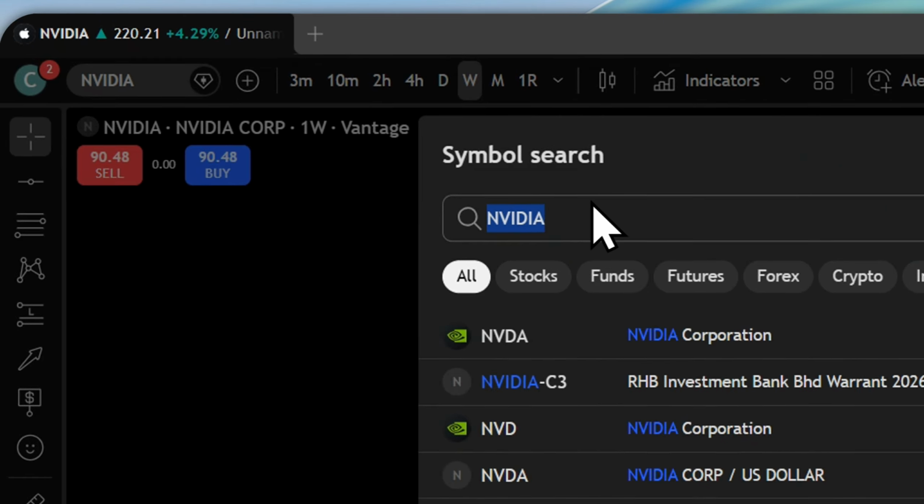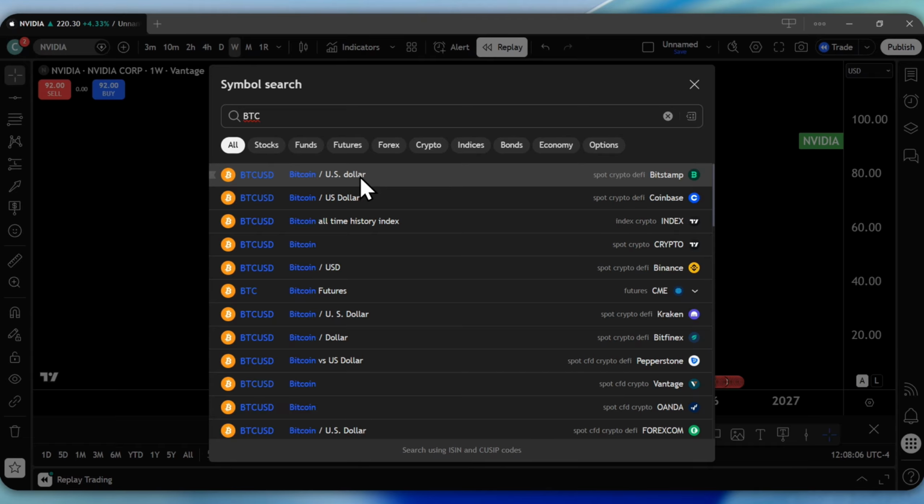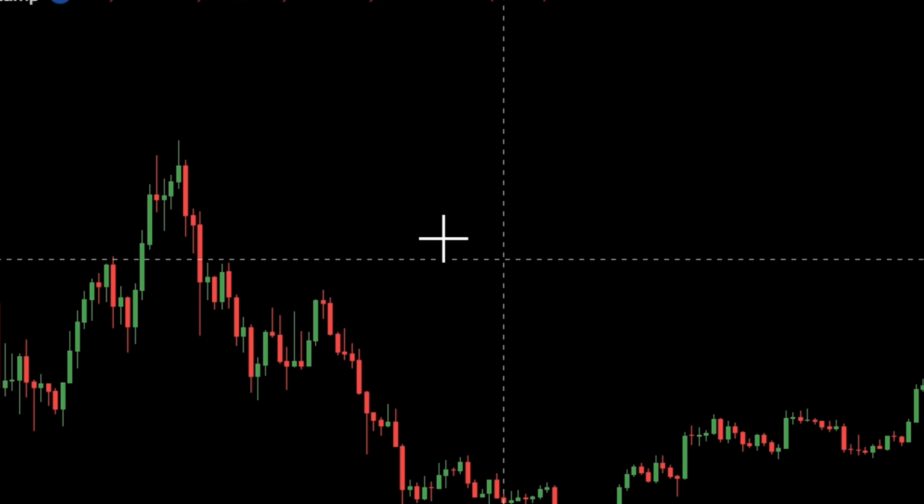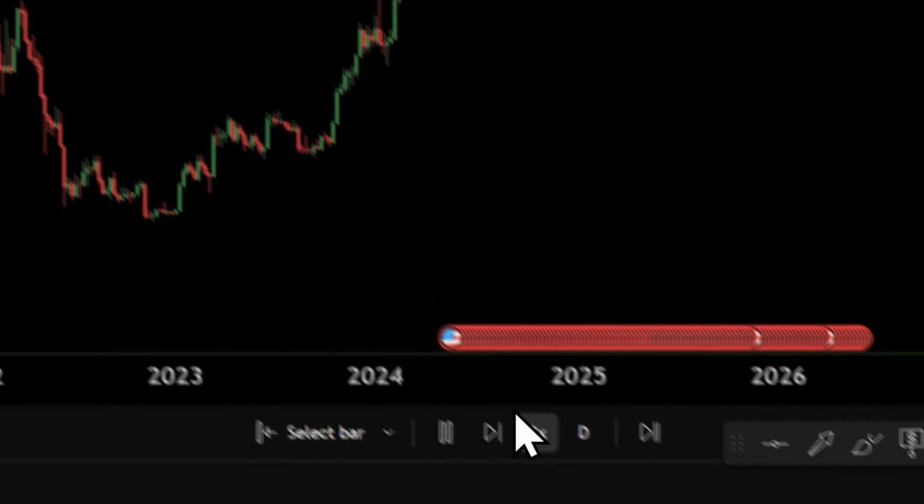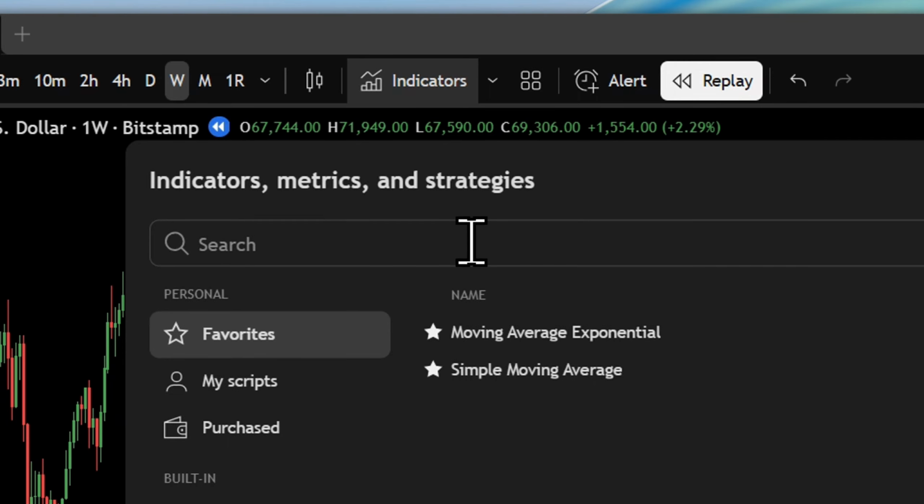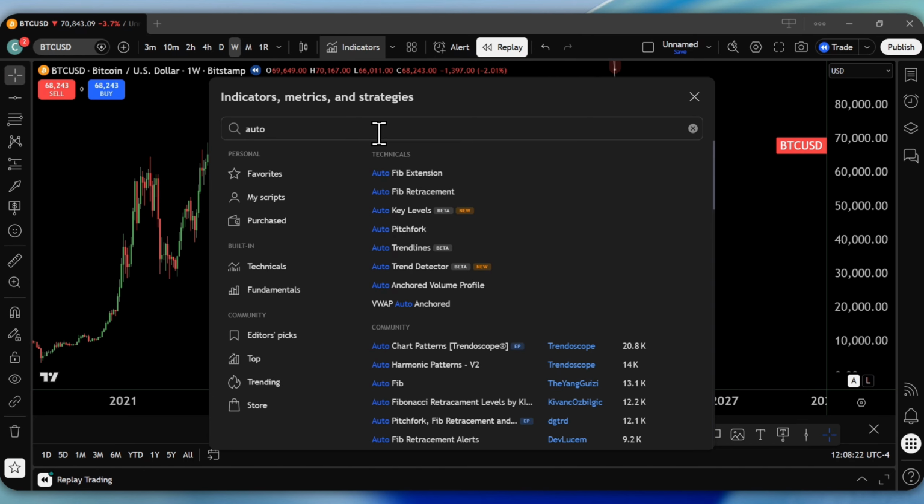Adding the tool to your chart. Let's start by adding the indicator. Open any chart inside TradingView. In this example, I'll use Bitcoin. At the top of the screen, click Indicators. In the search box, type Auto Fibonacci. You'll see Auto Fib Retracement appear in the results. Click it once, and the indicator immediately appears on the chart.